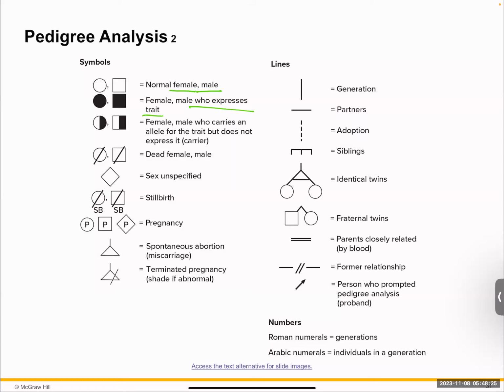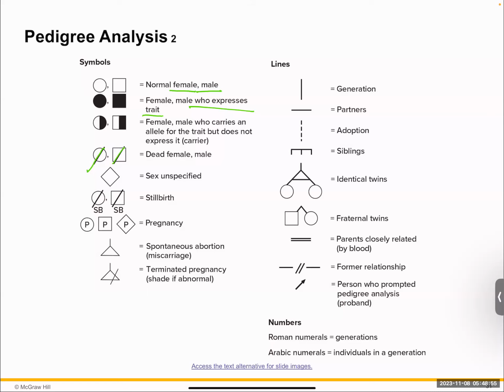If they are half colored, that means they are the carrier of that condition, but they don't show any symptoms themselves. When you look at the line through the circles or the squares, that means the person is deceased. And if it's a diamond shape, that means the gender of that person is unknown. If you have a stillborn baby, there is a line through them with the letters SB capitalized underneath them.